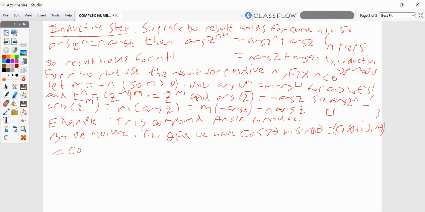So we have cos cubed theta minus three cos theta sine squared theta plus i times by 3 cos squared theta sine theta minus sine cubed theta times by i.